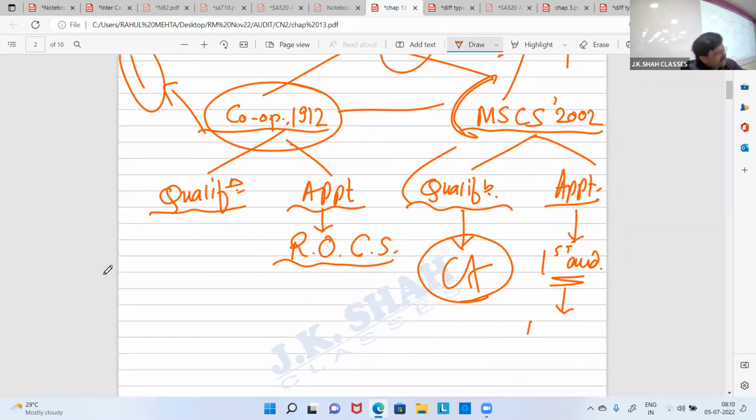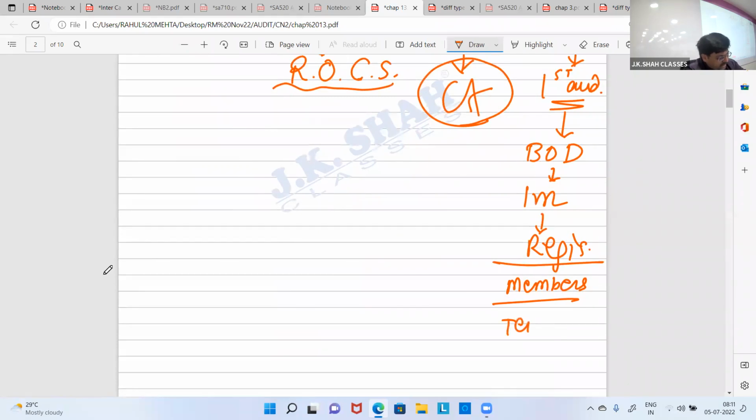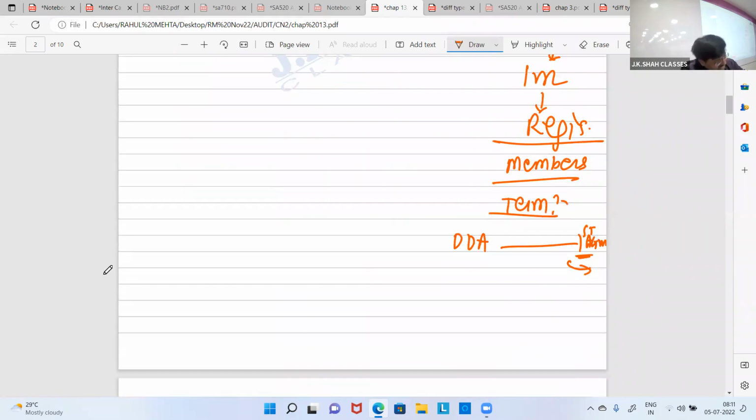MSCS. It has to be appointed by the board of directors, and the board of directors will appoint within a period of 1 month from the date of registration. Thereafter, once it is a subsequent auditor, it will be appointed by the members. And every auditor, whosoever is appointed, will have a term. The term is from the date of appointment till the conclusion of the first AGM. And this is for the first auditor, and thereafter till the next AGM.